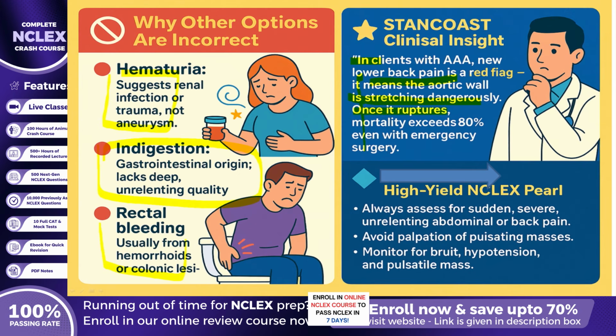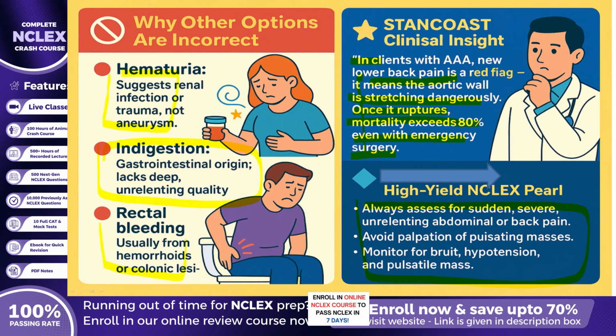Once rupture occurs, survival chances drop dramatically. Mortality exceeds 80% even with emergency surgery. Complementing this, the Stan Coast high-yield NCLEX Pearl reinforces that nurses should always assess for sudden, severe, and constant abdominal or lower back pain in clients with known AAAs, never palpate a pulsating abdominal mass to avoid precipitating rupture, monitor for a pulsatile abdominal mass or a bruit, and promptly act if hypotension or restlessness develops. The nurse's decisive intervention in recognizing these signs can truly make the difference between life and death.